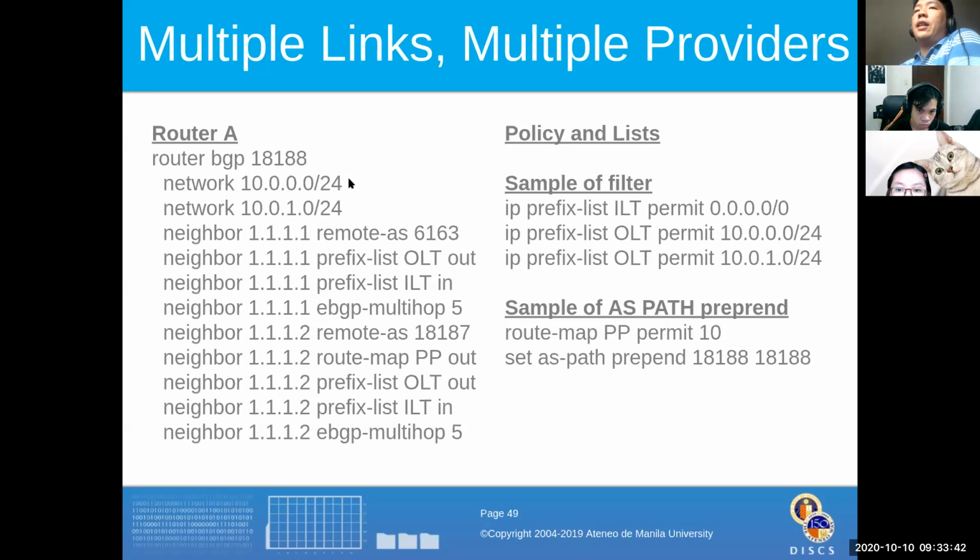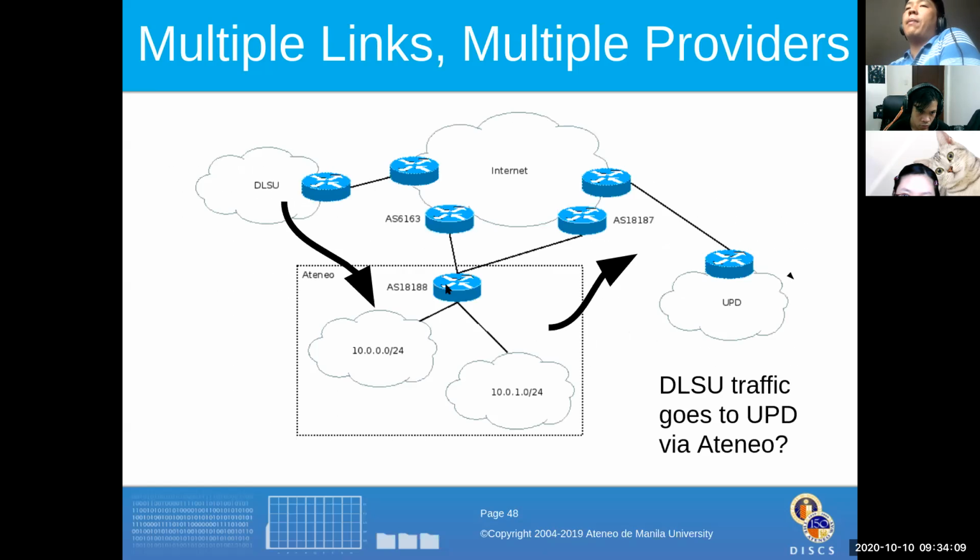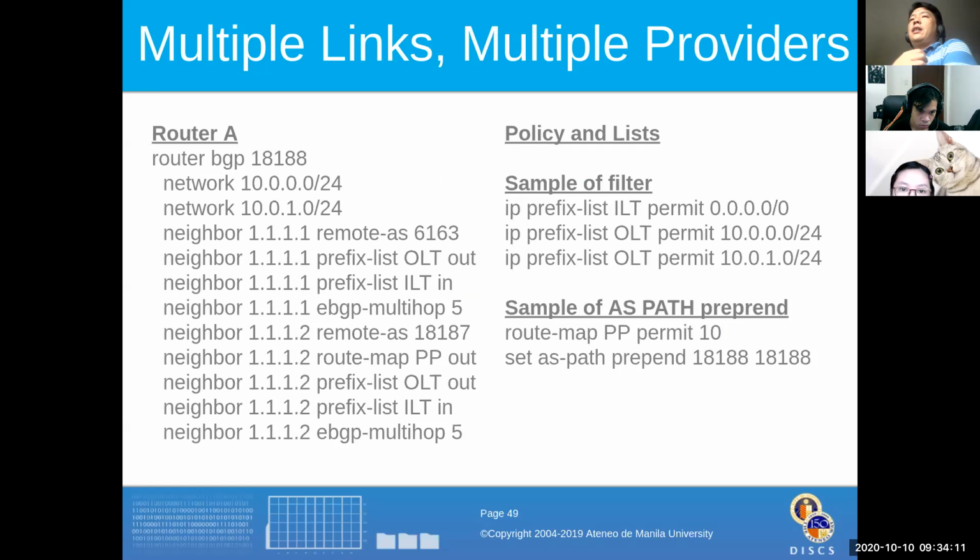Because this one is 1888, 6163 to destination. This one becomes 1888, 1888, 1887, then destination. So this one becomes more expensive. So by adding the prepend here in this route map PP out, this 6163 becomes cheaper, right? By doing this OLT in, allowing out to go out, allowing in to come in, that basically prevents this thing from happening. Okay? So that's how you configure multiple links and multiple providers.